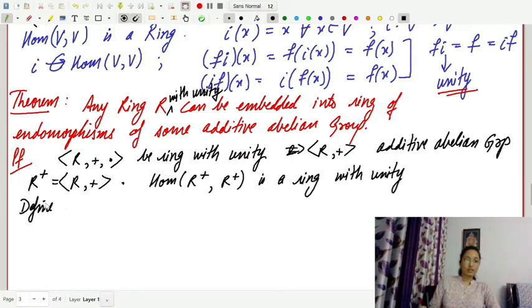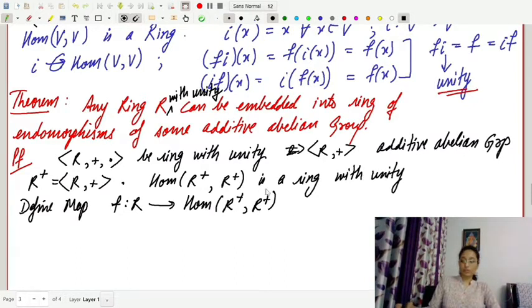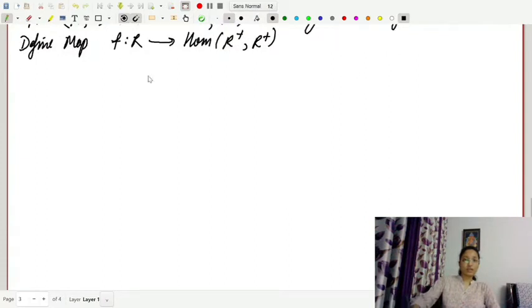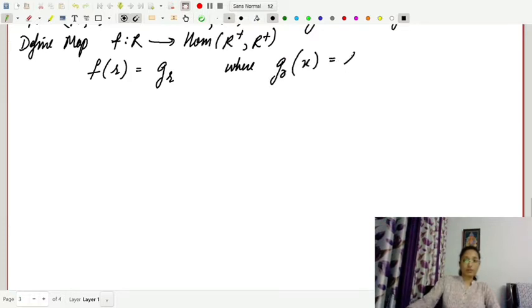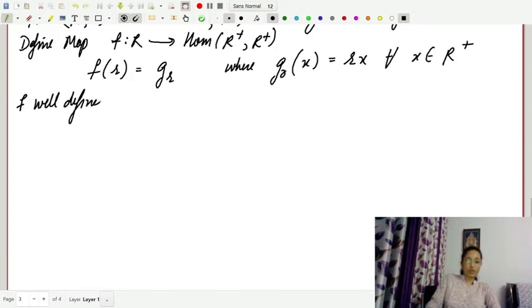Define a map F from R to Hom(R+, R+) such that F(r) is equal to g_r, where g_r(x) is equal to rx for all x belonging to R+. अब F को वेल डिफाइंड शो करने के लिए what we require is that g_r from R+ to R+ is a homomorphism.